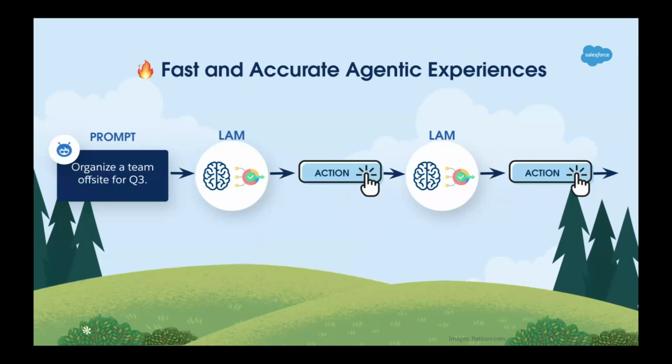If we look at this prompt, organize a team offsite for Q3. So much going on there, right? There's probably tons of steps that will be needed to organize and execute that. So we could call the large action model to get each step right in the process and take the right actions. But if that large action model is also small, it's going to do each of those steps super fast. So we've got speed and we've got accuracy with our large action models.